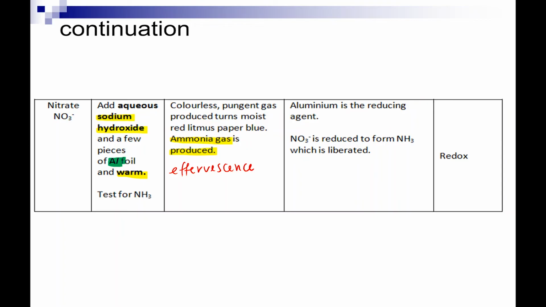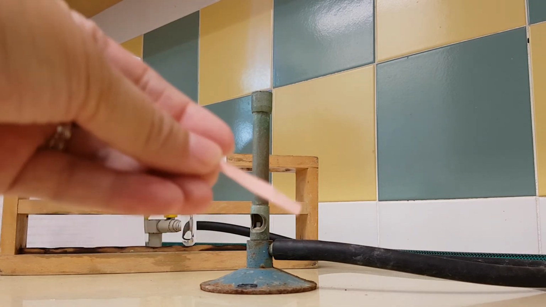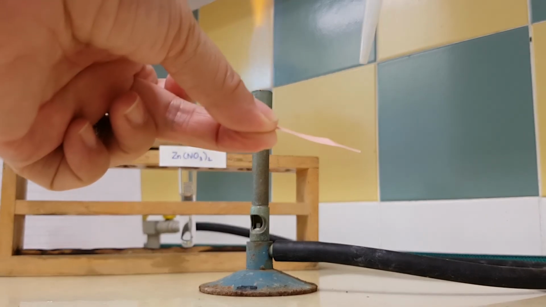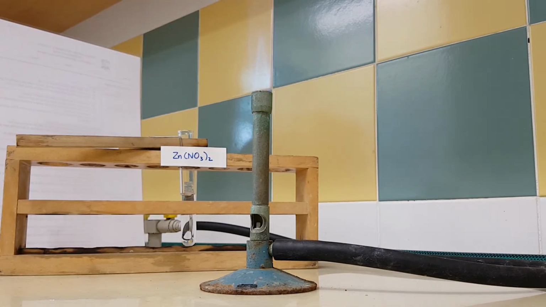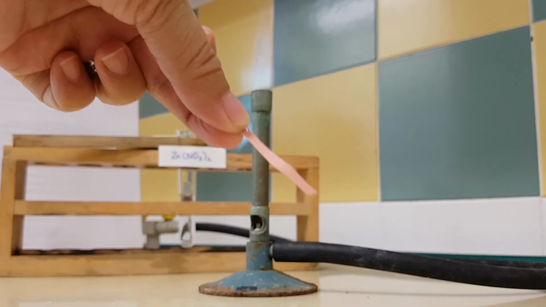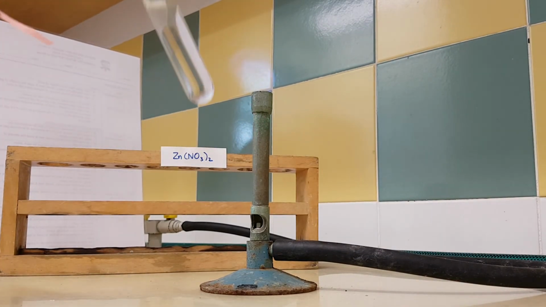So how do you confirm that the gas from the effervescence is ammonia gas? Yep, you test it with damp red litmus paper, and the litmus paper will turn blue. Be careful not to touch the test tube with your litmus paper, as you will contaminate the litmus paper and affect the results.